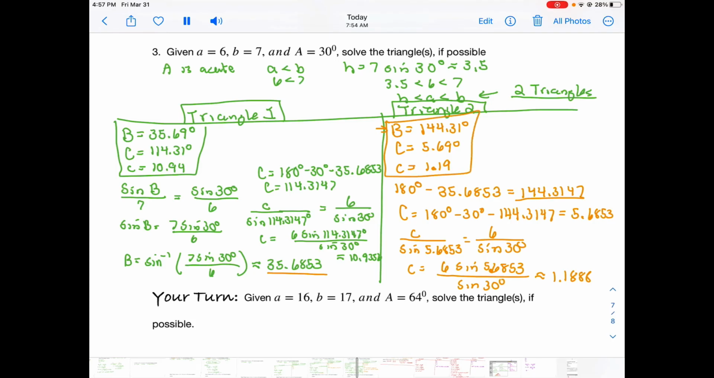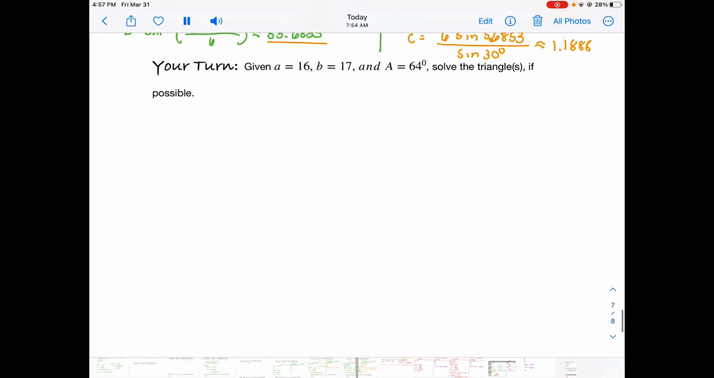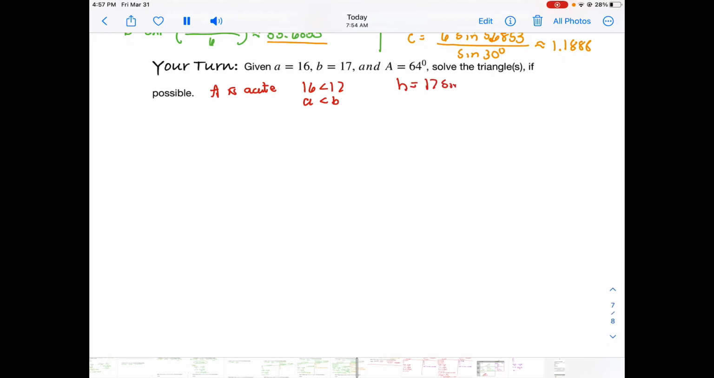Okay, let's check out the your turn problem. Our angle given for the side-side-angle is an acute angle, and the measure of the side opposite my acute angle is smaller than my adjacent side. So I have to find H. H will be equal to 17 times the sine of 64 degrees, which is approximately 15.3. Since that's smaller than the other side measurement, since the height is the smallest, that means I have 2 triangles.